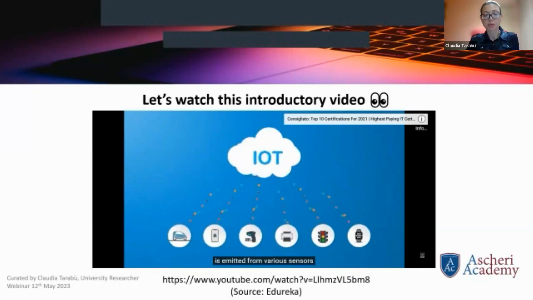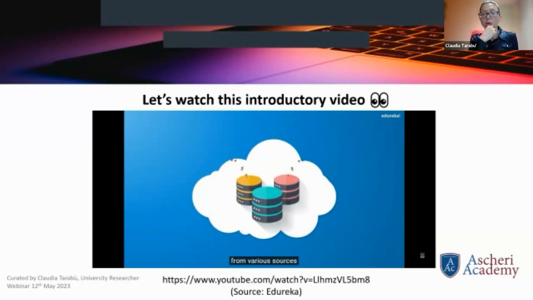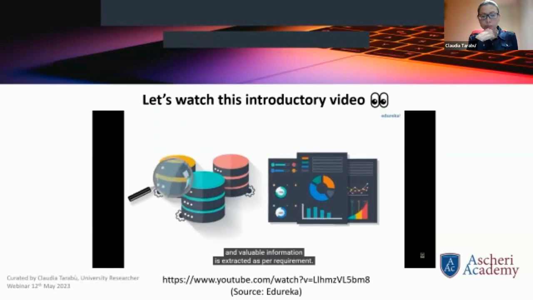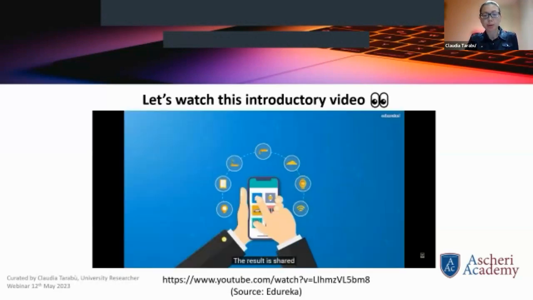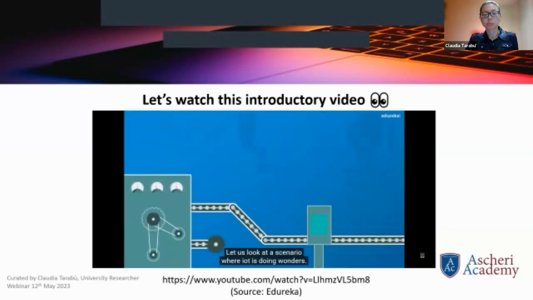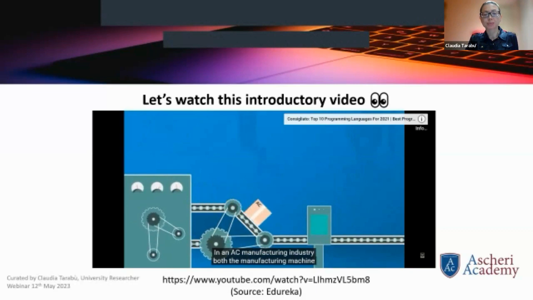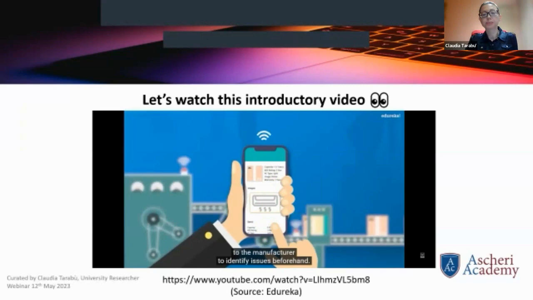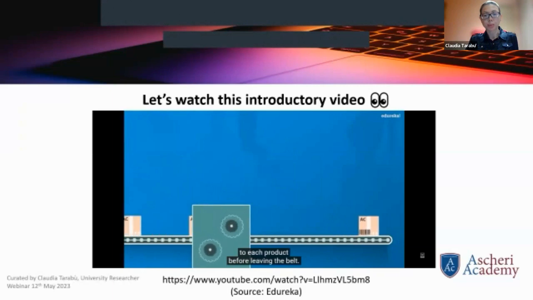Data is emitted from various sensors and sent to IoT platforms securely. IoT platform integrates the collected data from various sources. Further analytics is performed on the data, and valuable information is extracted as per requirement. Finally, the result is shared with other devices for better user experience, automation, and improving efficiencies. Let us look at a scenario where IoT is doing wonders. In an AC manufacturing industry, both the manufacturing machine and the belt have sensors attached. They continuously send data regarding the machine health and the production specifics to the manufacturer to identify issues beforehand. A barcode is attached to each product before leaving the belt.